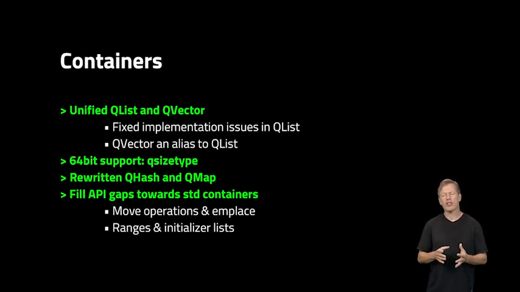We've rewritten QHash and QMap, making them more modular: QMap is based on the standard containers, and QHash has its own new implementation. I'll talk more about those in a separate talk later on in this conference. So if you want to hear all the details, come to that talk. And we've done a lot of work to fill the API gaps that we had towards the standard containers. Things like move operations, supporting those consistently, emplace, ranges, and initializer lists.